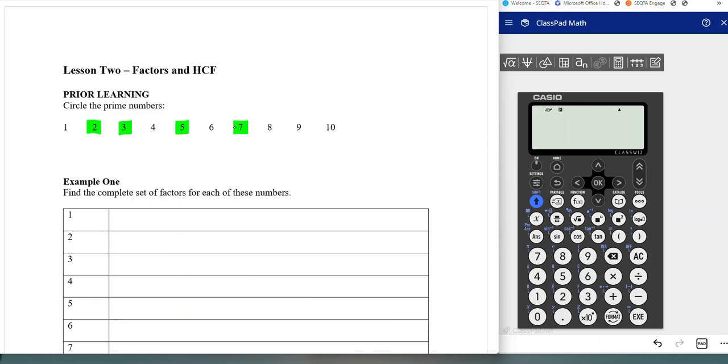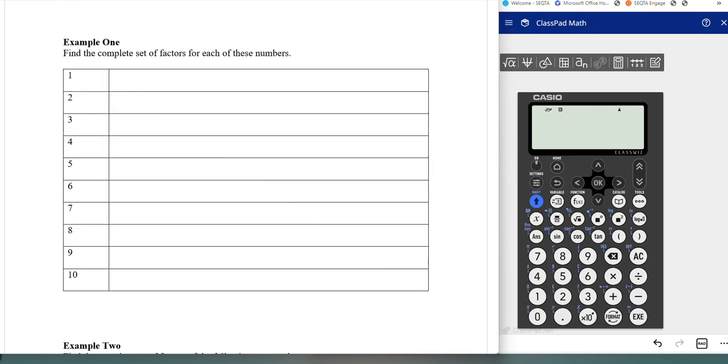Okay. So our new work here, example number 1, says find and complete the set of factors for each of these numbers. So we did this a little bit in the table that we did from 1 to 20. So we're now going to do them again, and we're going to talk about them more being factors. So number 1, the things that times to give 1 is 1 times 1. That's the only timetable that we can do for that. So the only factor is the number 1.